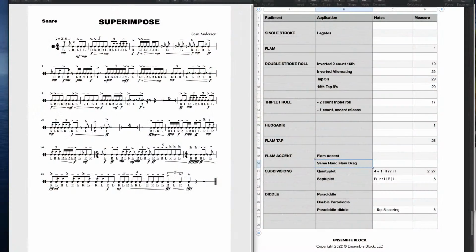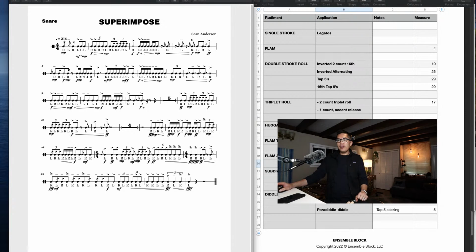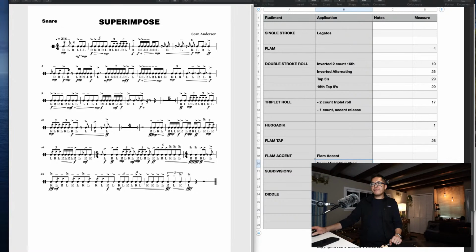So I'm going to try sharing my screen over here, and I'm going to see if I can make myself appear in the bottom right hand corner. Yes, okay, this is working.